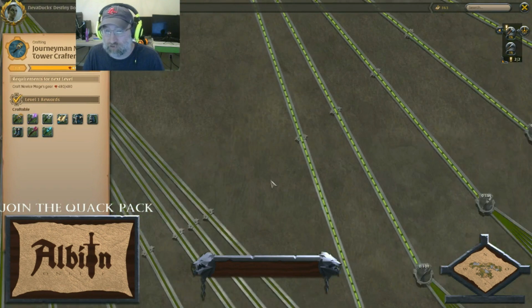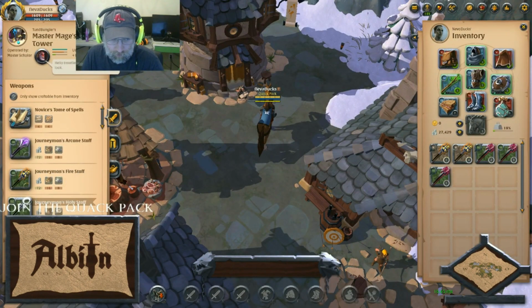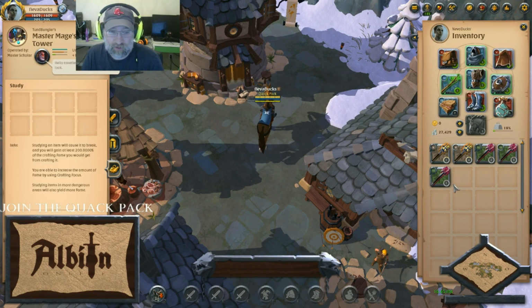Now we want to go from tier 3 to tier 4, and we're gonna do curse staffs, right? Yep. We're gonna use learning points though. So let's figure out what it takes. There we go, 14,424. We're gonna divide that by 3. So we need to get 4,808 fame in order to get to the next level.